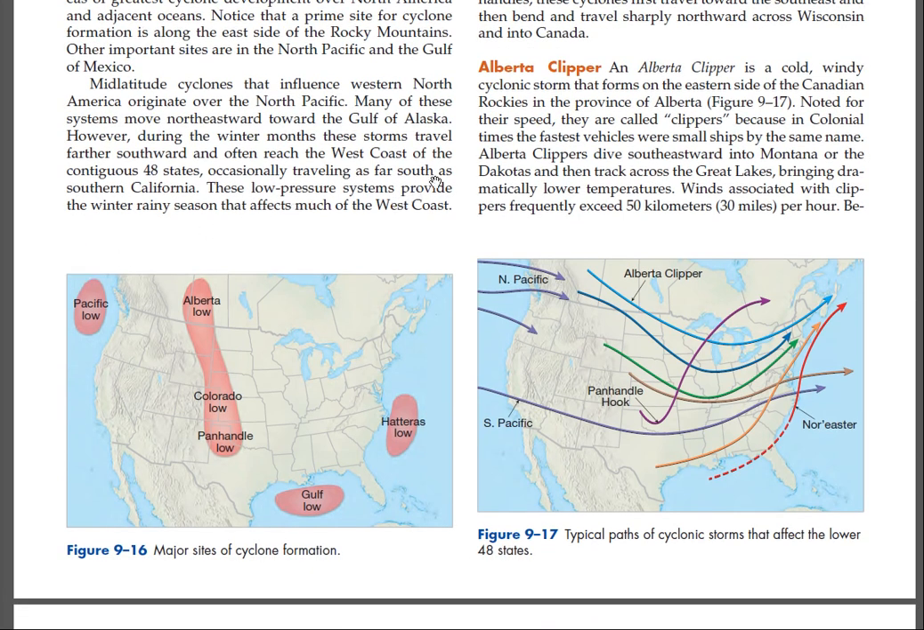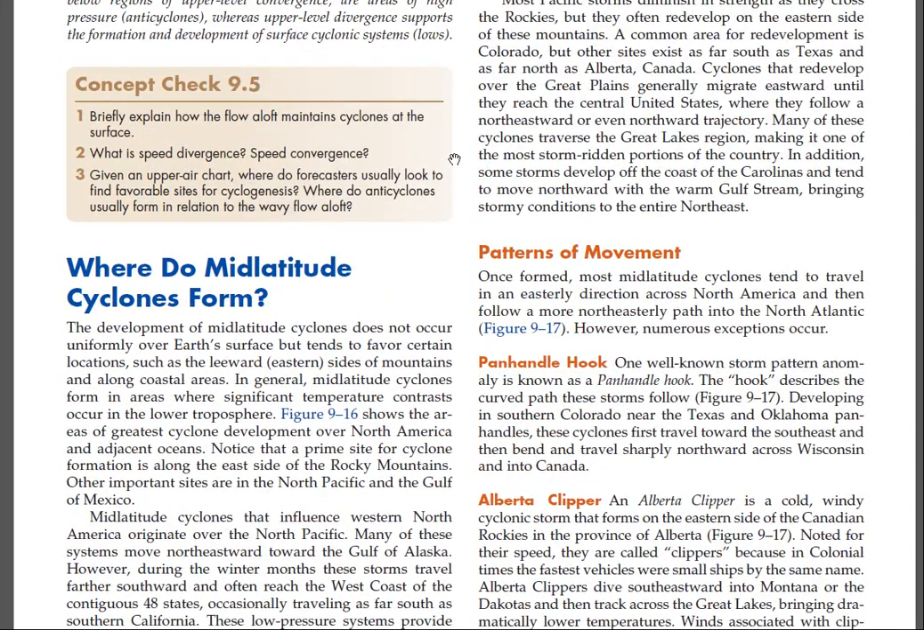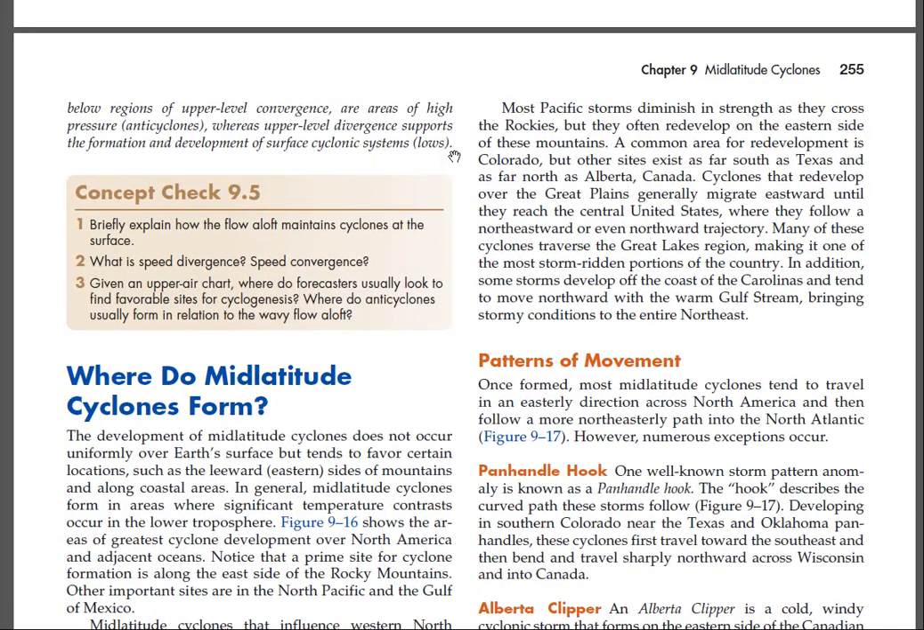Most Pacific storms diminish in strength as they cross the Rockies, but they often redevelop on the eastern side of these mountains. A common area for redevelopment is Colorado, but other sites exist as far south as Texas and as far north as Alberta, Canada. Cyclones that redevelop over the Great Plains generally migrate eastward until they reach the central United States, where they follow a northeastward or even northward trajectory.